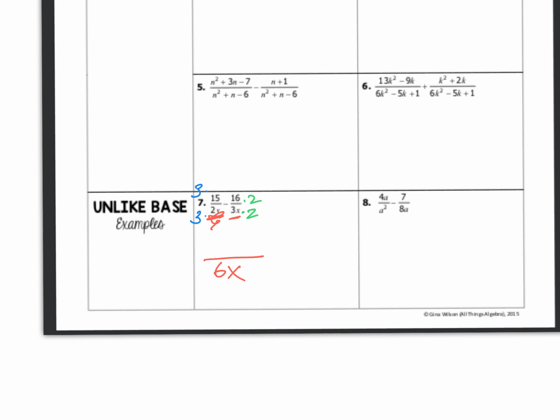As a result, 3 times 15 gives you 45. And then we have minus, and 16 times 2 gives you 32. And now we just simplify, and we should get 13 over 6x, and that is our correct answer.